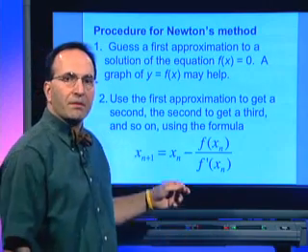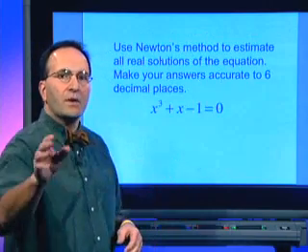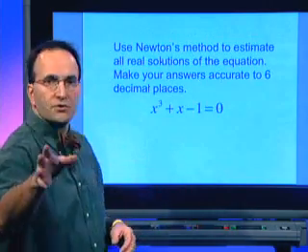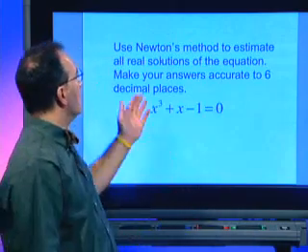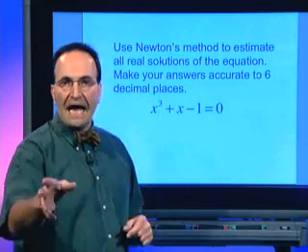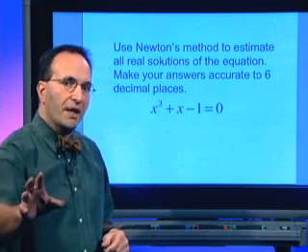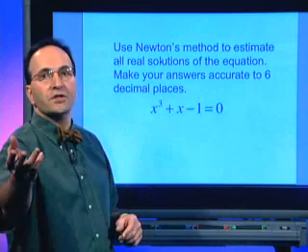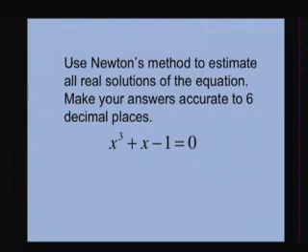Let's try an example of this. Let's say that we have to use Newton's method to estimate a real solution to the equation, and make your answer accurate to 6 decimal places. The equation that we're going to use is x cubed plus x minus 1 equals 0.